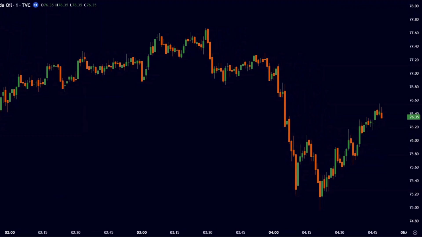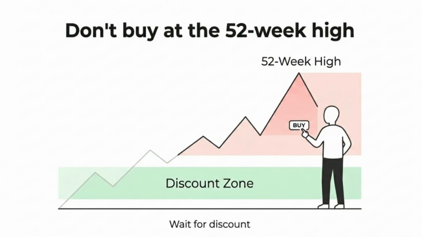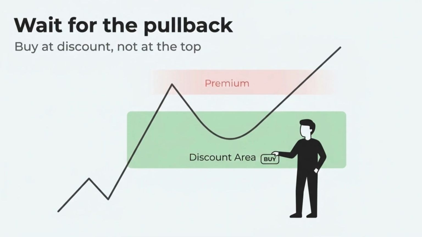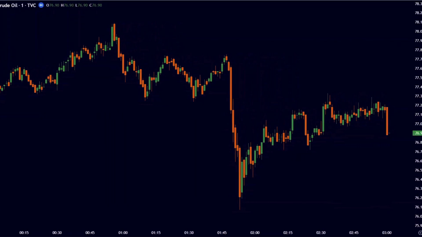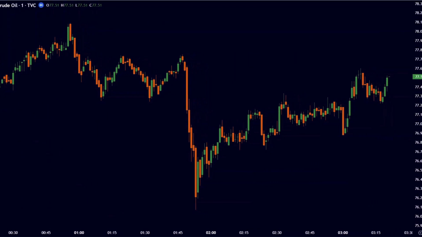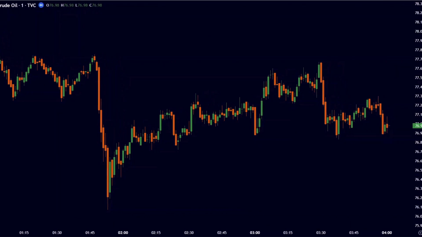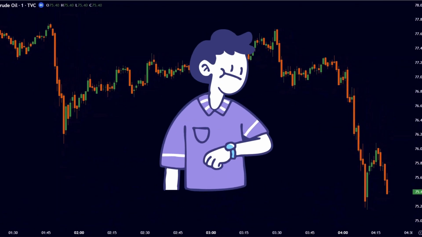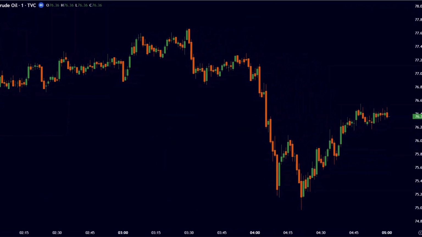Think of it like this. Imagine you want to buy a specific stock. You would not buy it at its 52-week high. You would wait for a pullback and buy it at a discount. ICT applies this same logic to every single price move, on every time frame, across every asset class. And this is why so many ICT traders avoid taking trades mid-range or at obvious highs and lows. They wait, they are patient, they let price come to them in premium or discount, and then they act.